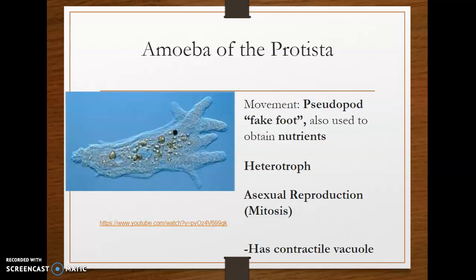Amoeba also have this really cool structure called a contractile vacuole. What I need you to know about the contractile vacuole is that it's the vacuole that regulates water. These organisms live in water, so they can either have too much or too little, so they need this to be regulated.